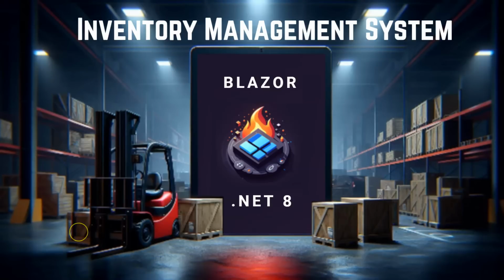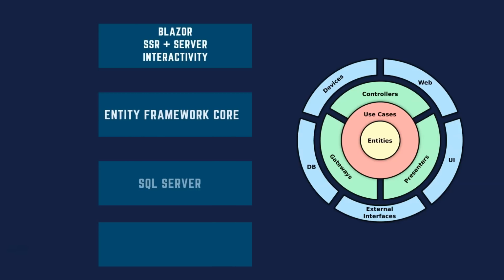In this course, we are going to create an inventory management system with .NET 8. The technologies that we are going to use to create the application are Blazor with static server-side rendering and Blazor with server interactivity. Also, we are going to use Entity Framework Core, SQL Server, and ASP.NET Core Identity to secure the application. The architecture that we are going to use is the Clean architecture, also called the Onion architecture.